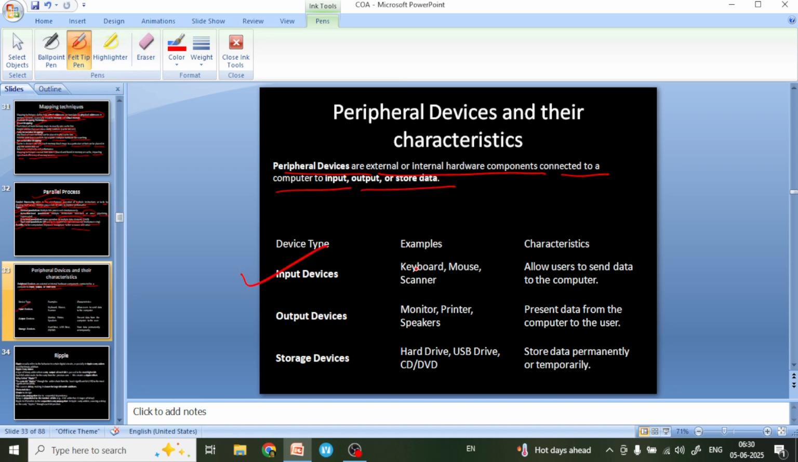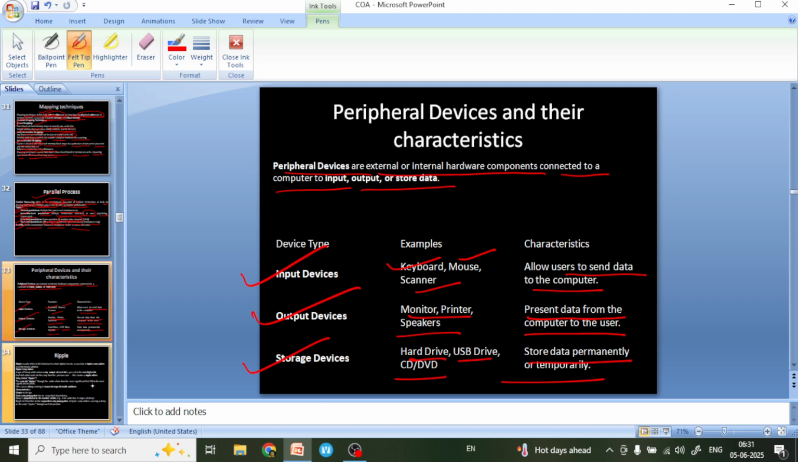Input devices, for example keyboard, mouse, scanners, are peripheral devices which allow users to send data to the computer. Output devices, such as monitor, printer, speakers, present data from the computer to the user. Storage devices include hard drive, USB drive, CD, DVD, etc., which store data permanently or temporarily.